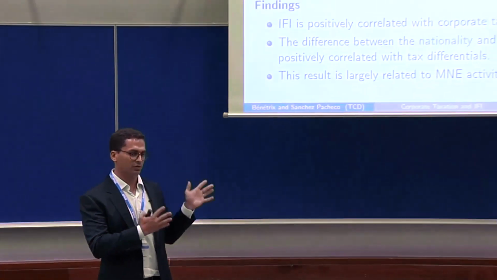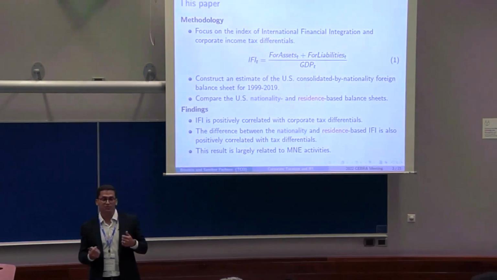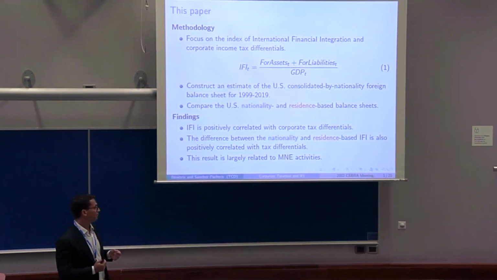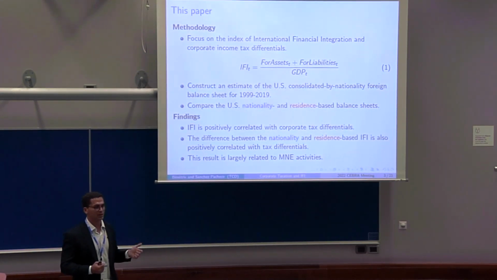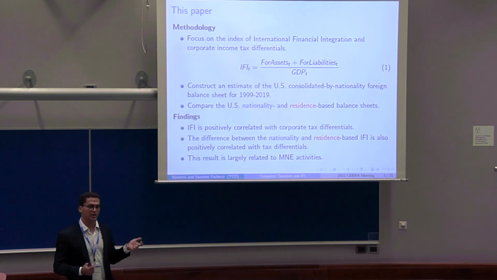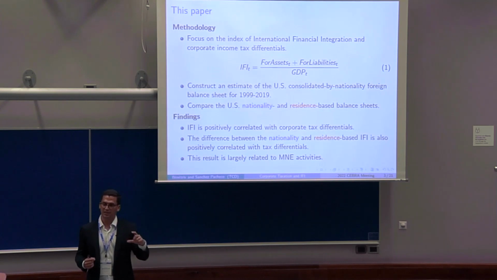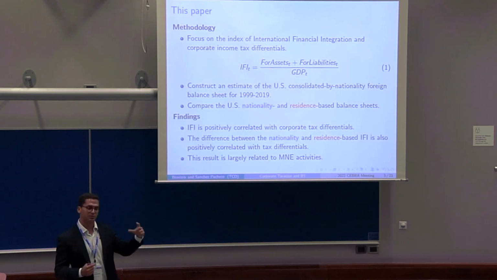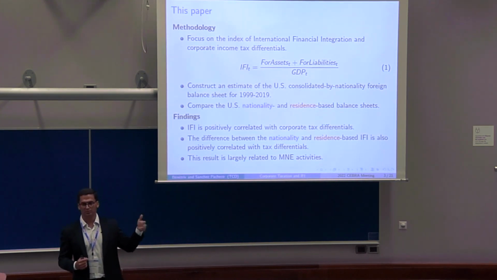Then we take that data and we run some very simple regressions studying the relationship of them with the corporate income tax differential. What we find is that IFI is positively correlated with the corporate income tax differential. And most importantly, the difference between the nationality-based IFI, which is larger, and the residence-based IFI is also positively correlated with the corporate income tax differential. That is, the part of the US international financial exposure that is not captured by the residence-based approach, but is captured by the nationality-based approach, is also positively correlated with the corporate income tax differential.